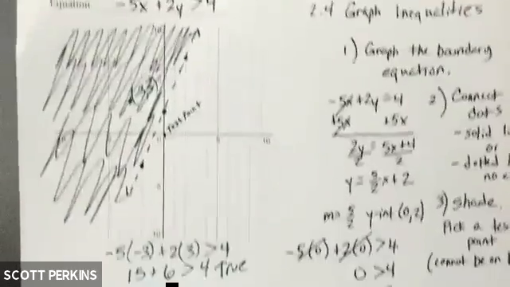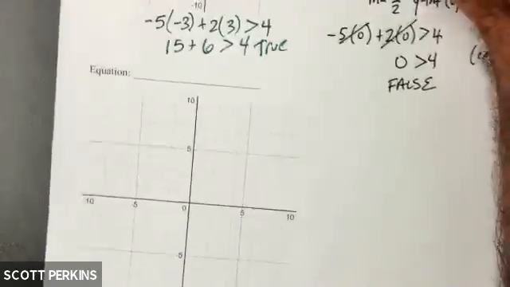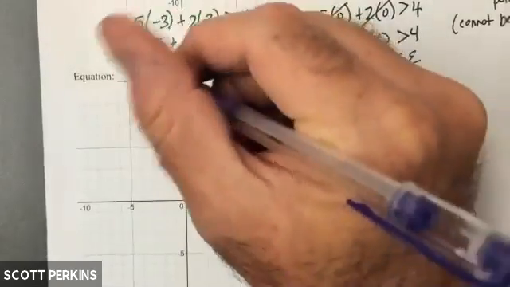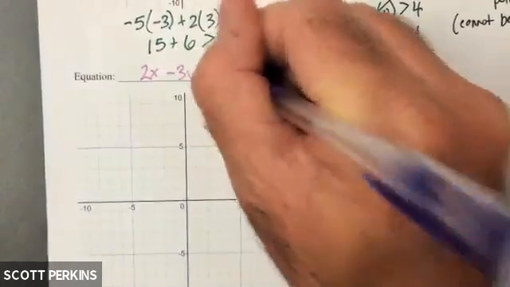Okay, I'm going to give you one to work through, and then we'll have another one to work through, and then we'll see where we stand at that juncture. So what I would like you to do, please, is to graph the following inequality. 2x minus 3y is greater than 6.